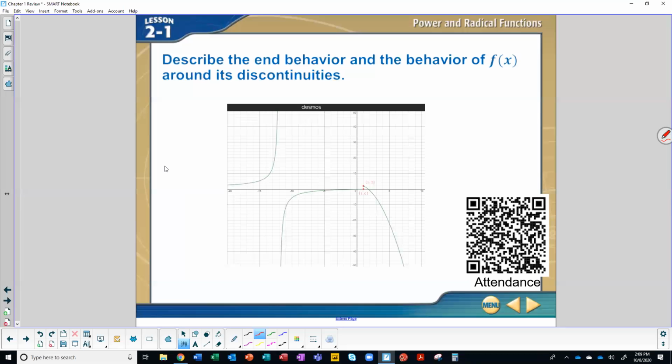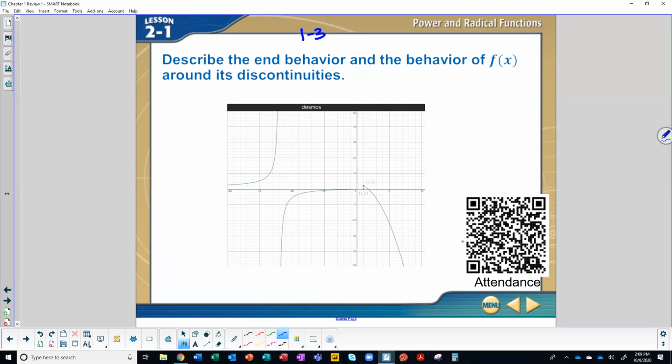So this one, unfortunately, also comes from 1.3. The problem asks us to describe the end behavior. I'm going to do more than that. I'm going to describe the behavior. Oh, wait, I didn't see the and. I'm sorry. I'll do the end behavior and the behavior of f around its discontinuity.